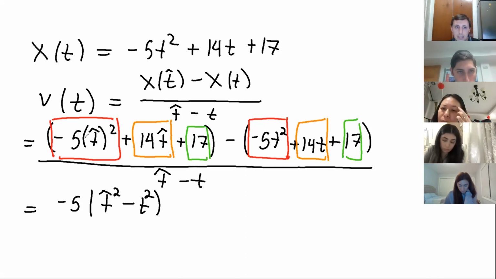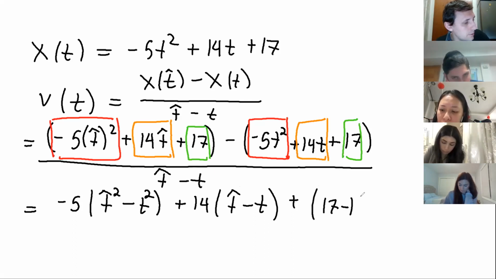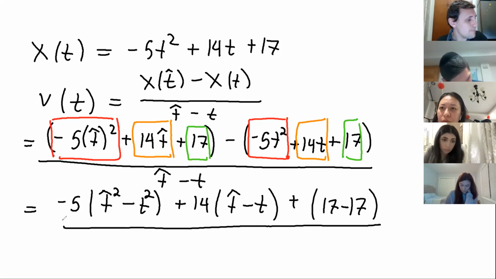Look at it. I just have this box and minus this box. I can factor out a minus 5 and I have this. Now, plus 14 times t hat minus t, and then plus 17 minus 17, which of course is 0, divided by t hat minus t. Okay?